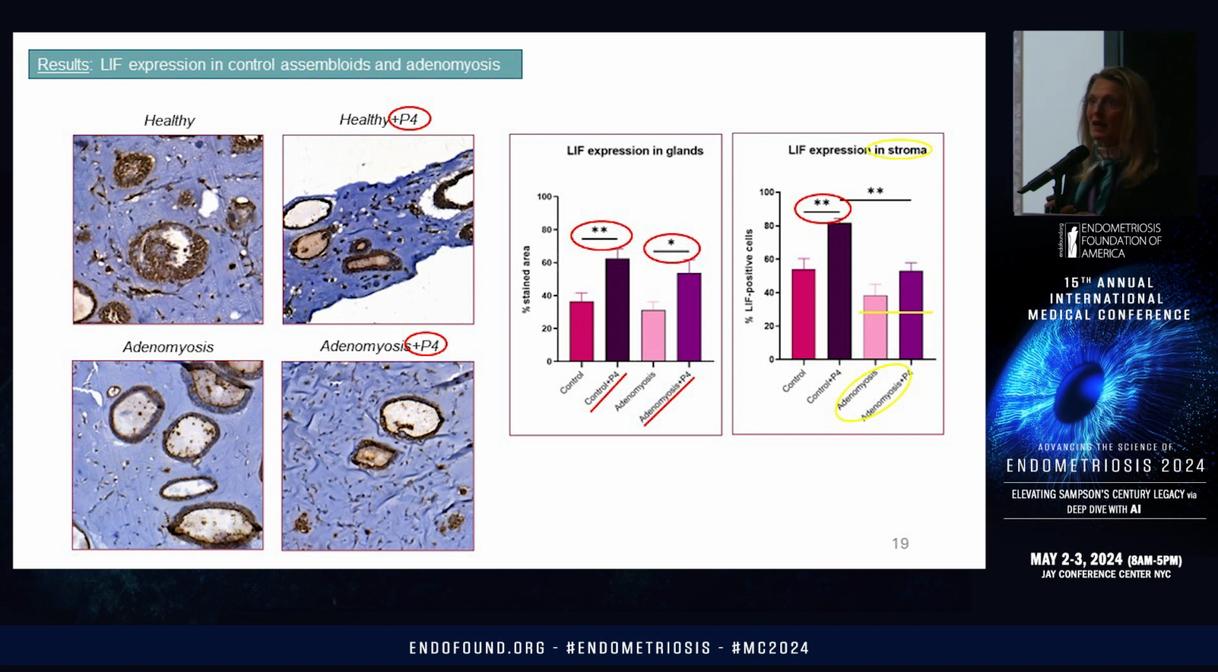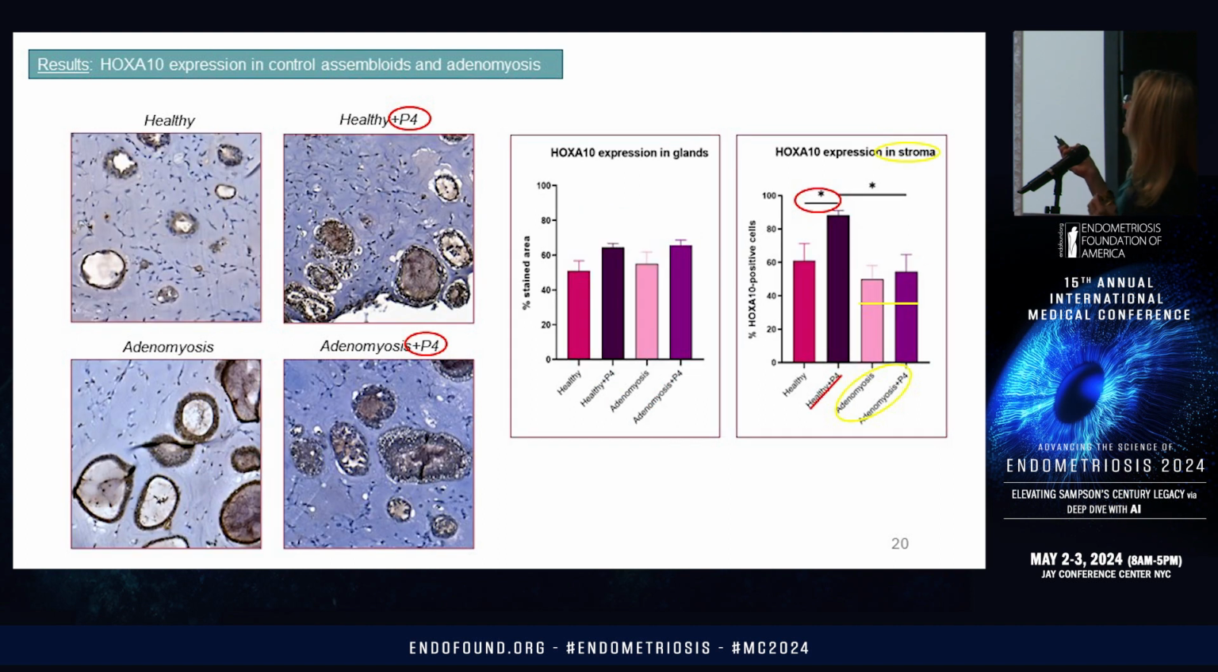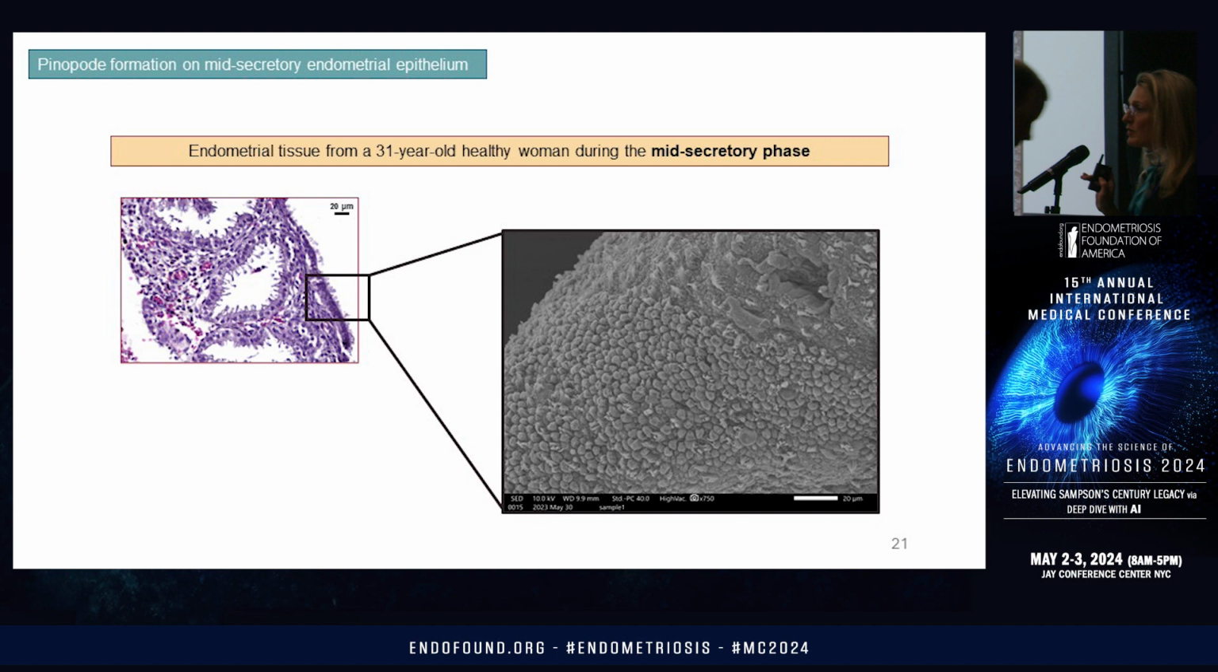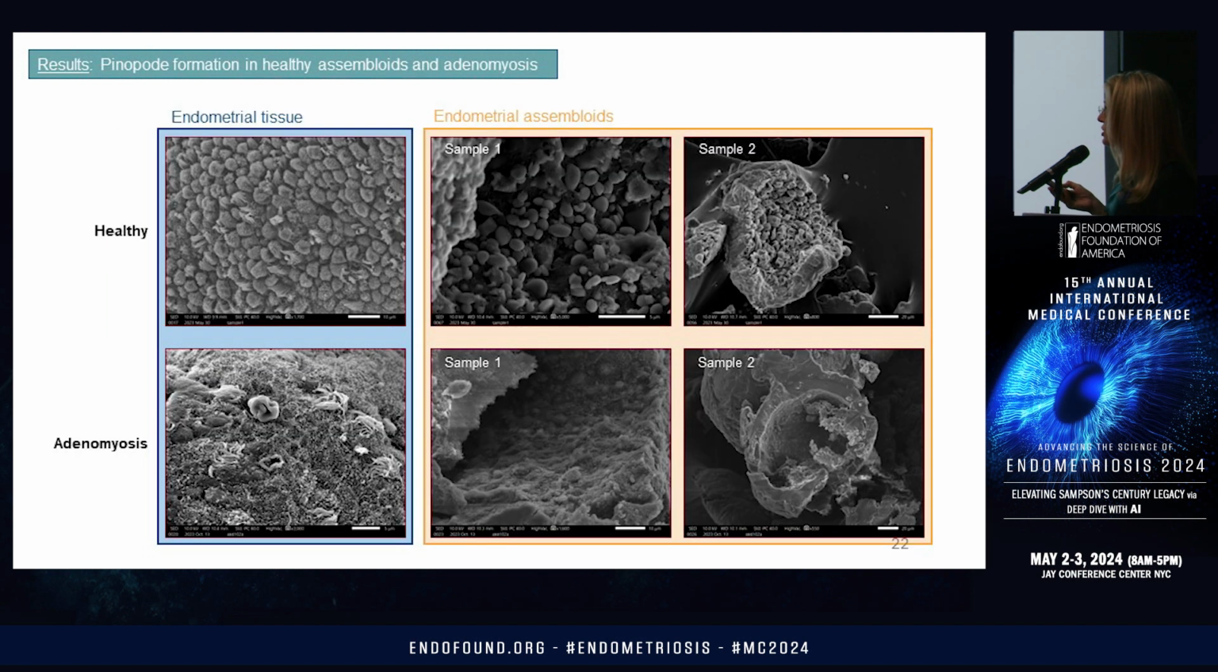I will end with some nice pictures by scanning electron microscopy. This is endometrial tissue from a 31-year-old healthy woman during the mid-secretory phase. Look at what the surface of the endometrium looks like by scanning electron microscopy. All these bubbles here are called pinopodes. Here you see endometrial tissue with these pinopodes in a healthy patient. When you take a biopsy and put the tissue through SEM analysis, you don't see these pinopodes in an endometrial biopsy from an adenomyotic patient.